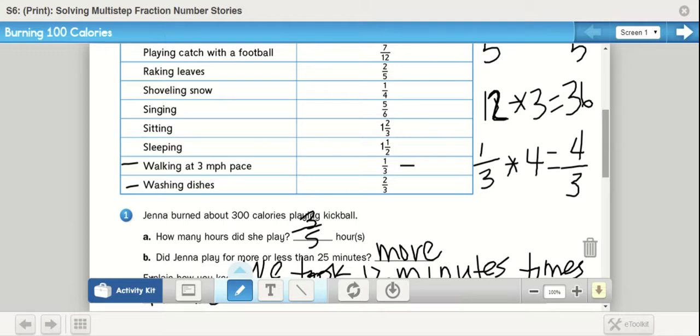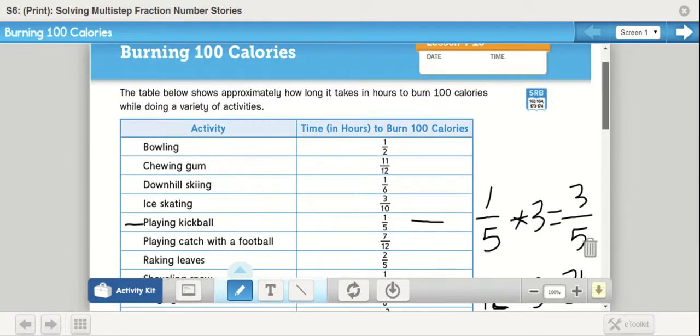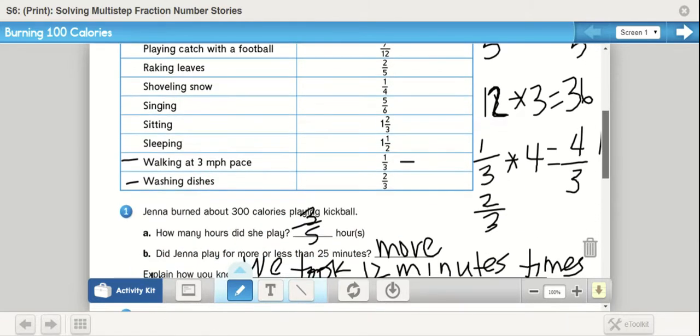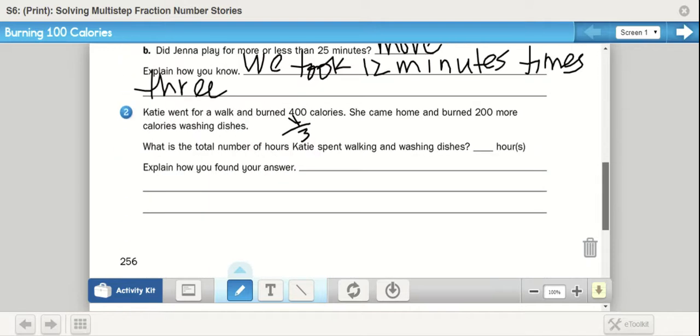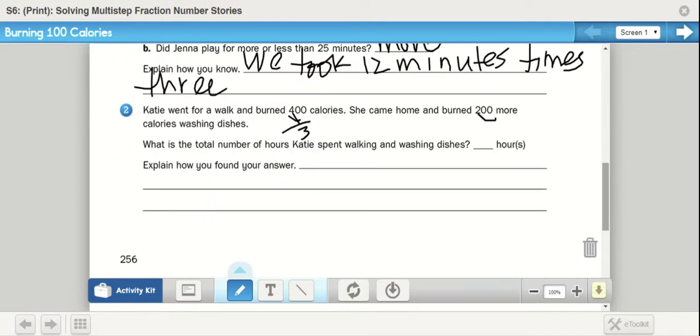And washing dishes, it takes her 2/3 of an hour to burn 100 calories. Remember, this table is all showing the time to burn 100. So if she burned 200, that means I have to take this times 2, because there are 2 hundreds in 200. So that again is 4/3 of an hour. Okay, so she spent 4/3 of an hour walking and 4/3 of an hour doing dishes.